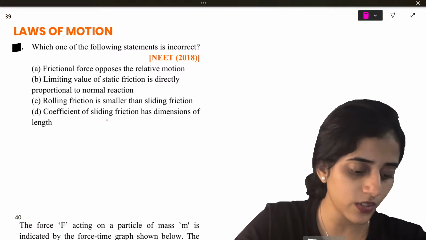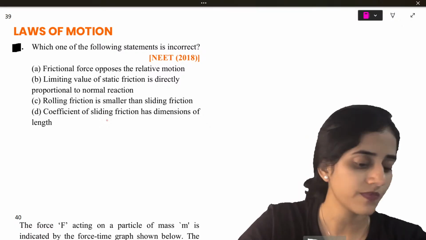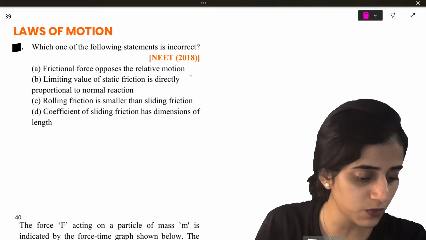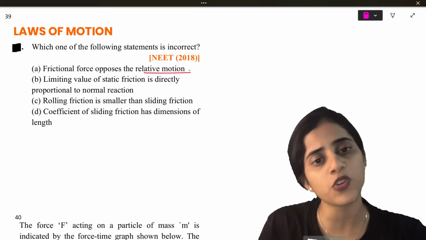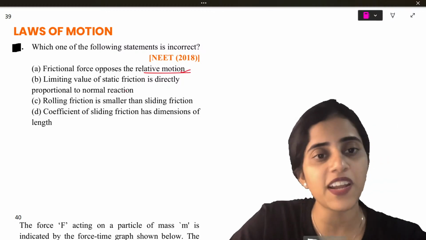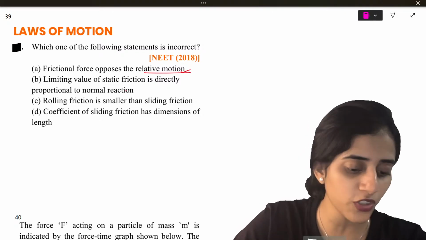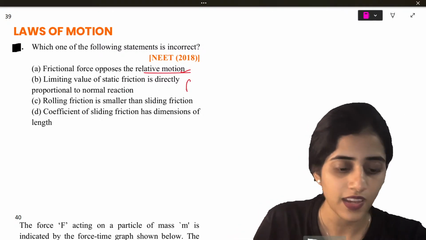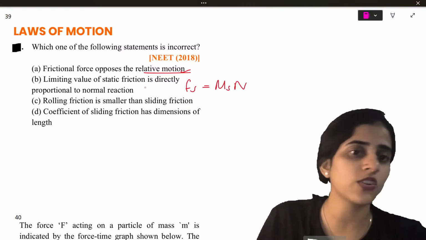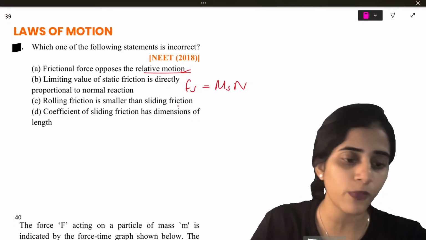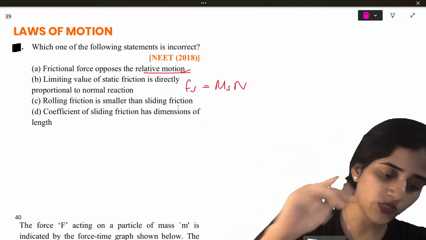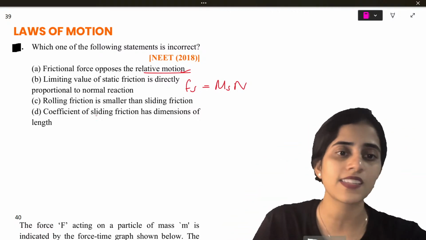Okay, what is the answer going to be? So frictional force, first thing, frictional force opposes relative motion. This is correct. Frictional force always opposes the motion. Second one, limiting value of static friction is directly proportional to normal reaction, isn't it? Fs is equal to mu Sn. That is also correct. Rolling friction is smaller than sliding friction. Yes, obviously. When something is rolling, its friction is generally smaller than when it is sliding.